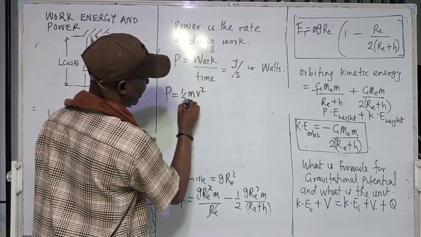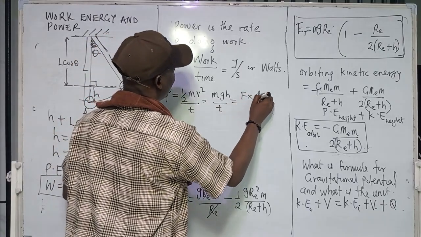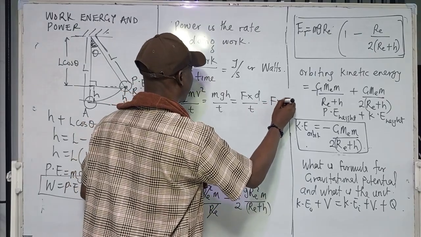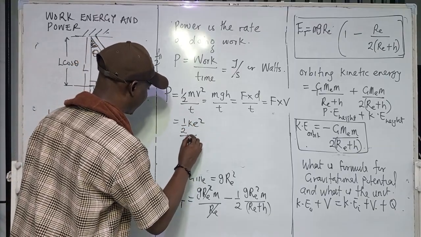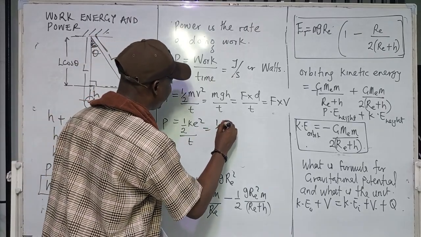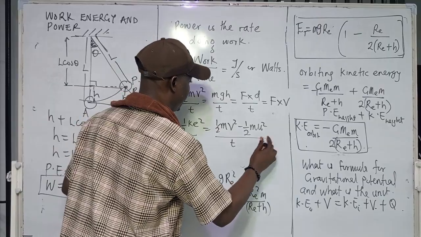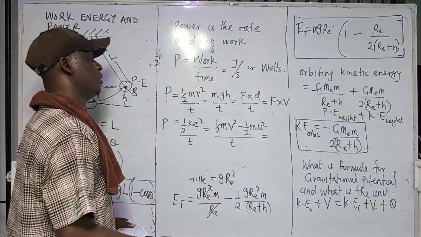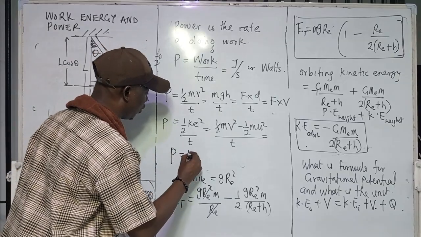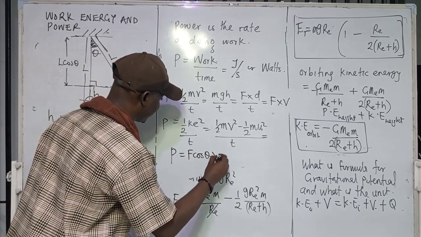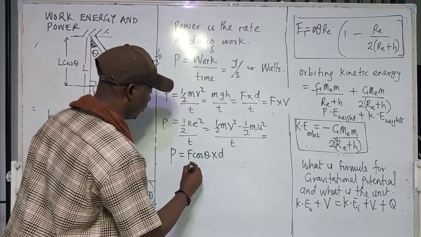So power can be half mv square, kinetic energy, over time. Power can be mgh over time. Power can be force times distance over time. Distance over time is velocity, so force times velocity. Power can be half mv square minus half mv square over time, and so forth. You can think of other formulas for power. So all the work done formulas that I gave you apply. In fact, power can be force times distance times cos theta over time.